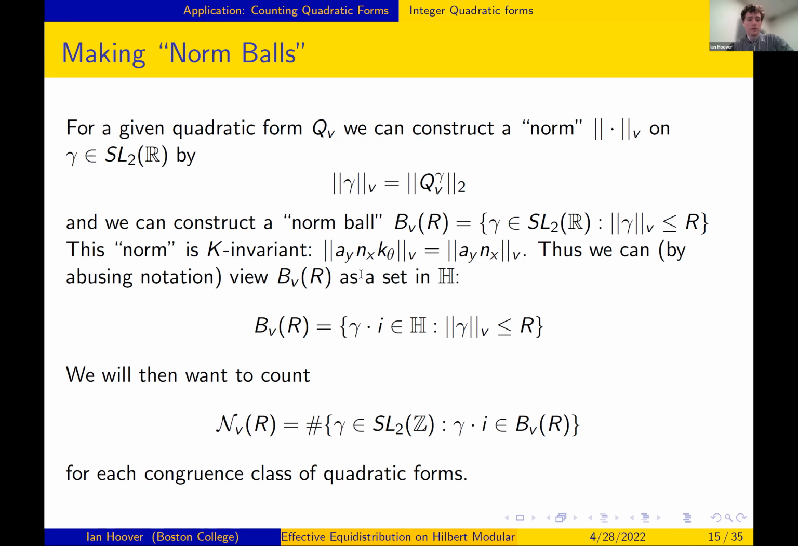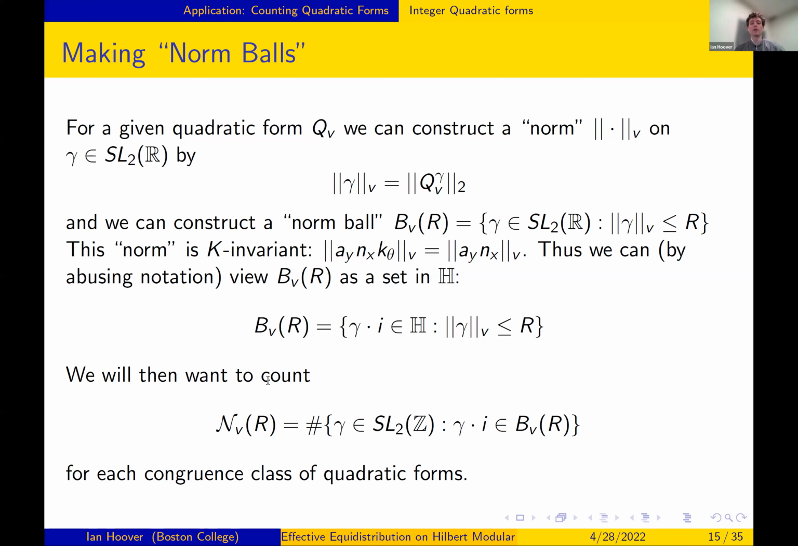So for a matrix a_y and x_kθ, its norm is just going to be the same as a_y and x. And then we can view our norm ball as a set inside of our homogeneous space. So this now corresponds to matrices that live inside this set. And then we can count for each congruence class.